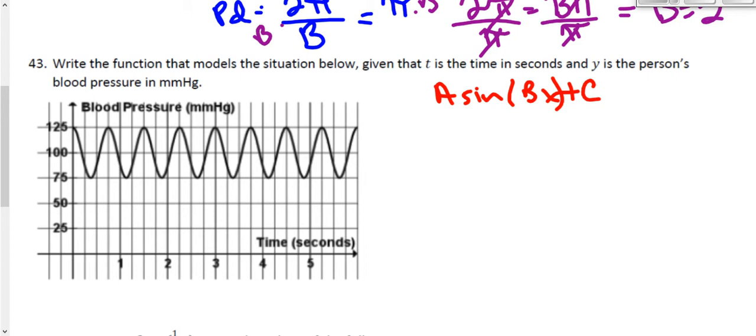But in this case, we take a look, our function starts high, it curves down, and then goes high again. So that actually looks more like cosine than sine. So we're going to use cosine as our parent function here.